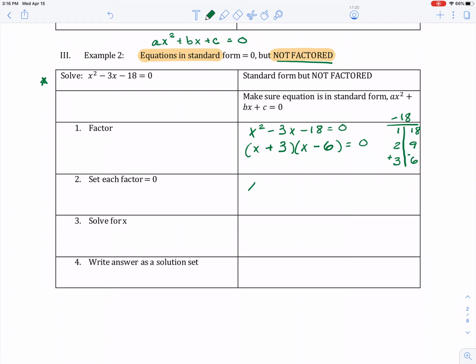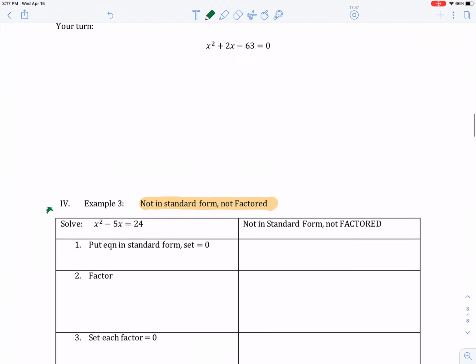And then taking each factor and setting it equal to 0 and solving, subtracting 3 from both sides there, adding 6 to both sides here, and so there are my two solutions, negative 3 and positive 6. So that's when it's already in standard form, but you have to do the factoring.